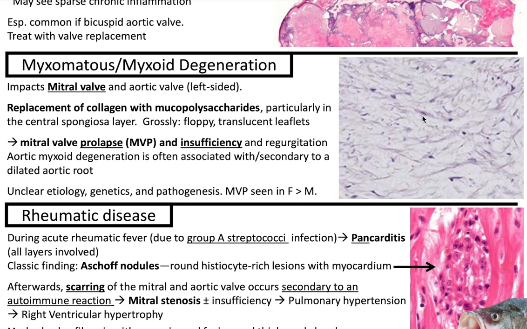Myxomatous or myxoid degeneration. This impacts the mitral valve and aortic valve, mainly left-sided. You'll have replacement of collagen with mucopolysaccharides, particularly in the central spongiosa layer. Grossly, it'll look like floppy, translucent leaflets. This will lead to mitral valve prolapse and insufficiency and regurgitation. Aortic myxoid degeneration is often secondary to a dilated aortic root. The etiology, genetics, and pathogenesis are still unclear. And mitral valve prolapse is more commonly seen in females.